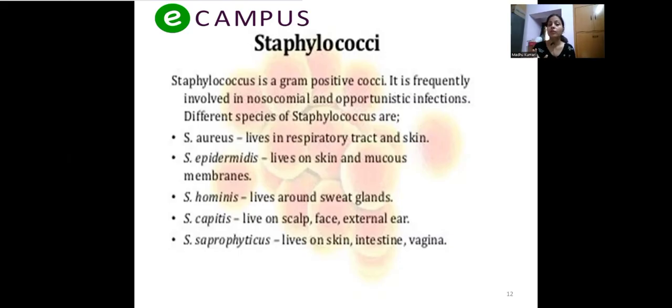Staphylococcus aureus lives in the respiratory tract. Remember this, right? Epidermidis lives on skin and mucous membranes. Remember this. Staphylococcus hominis lives around the sweat glands. Staphylococcus capitis lives on scalp, face, and external ear, right? Scalp, face, and external ear. Staphylococcus saprophyticus lives on skin, intestine and vagina.